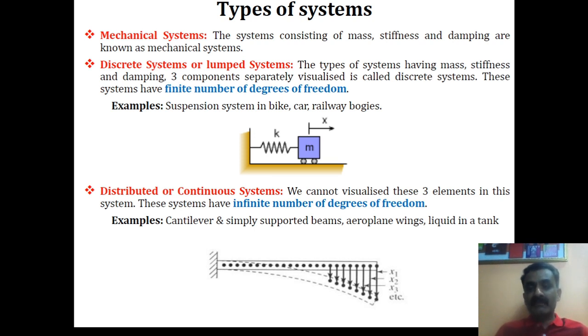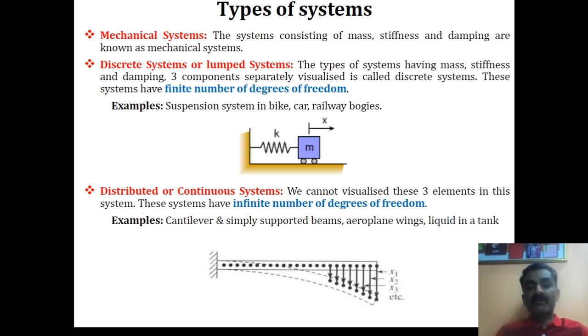You might have seen the suspension springs. The spring is visible, and the mass of the bogie is visible. Again, you can see the suspension systems used in bikes and cars, where you can clearly distinguish that there is a mass, a stiffness and a damper. Such types of systems are called discrete or lumped systems.